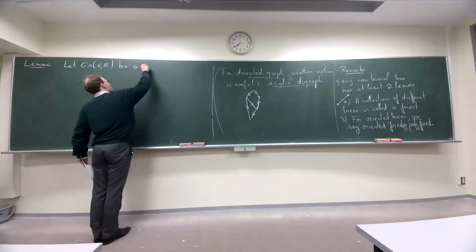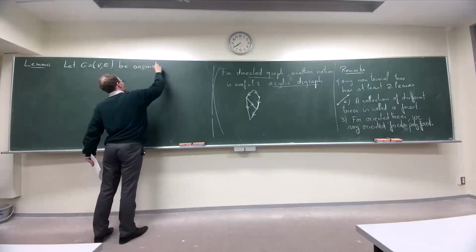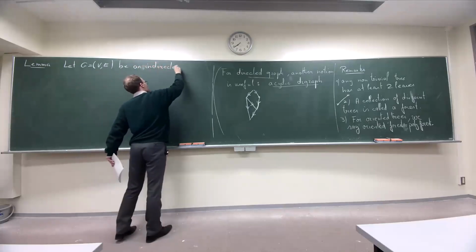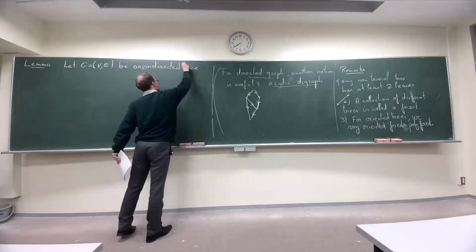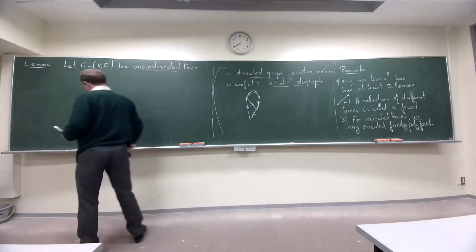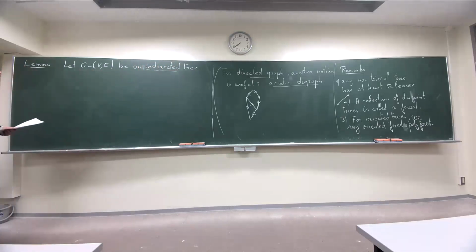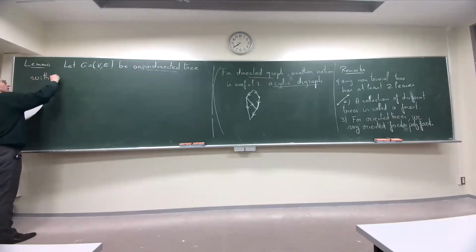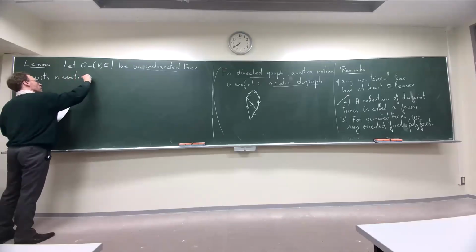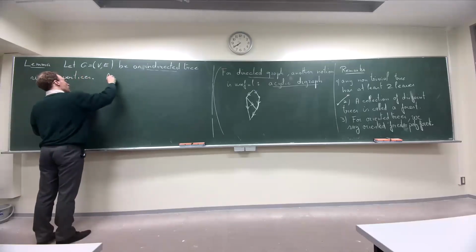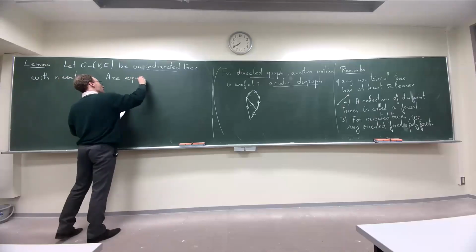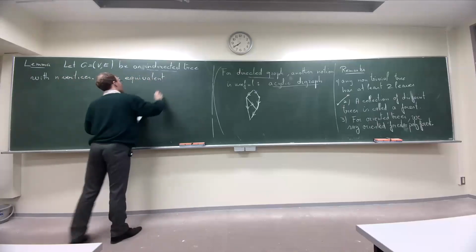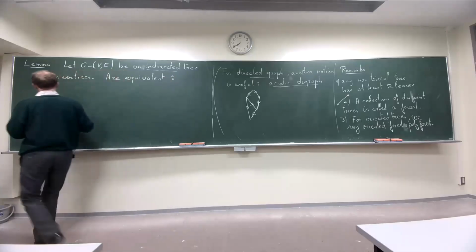Be an undirected, or unoriented, undirected tree. In the notes, I don't add this. So it means the statement is valid both for directed and undirected, but you need to adapt the statement a little bit. Let G be an undirected tree with n vertices. And then the following descriptions are equivalent. This is a mathematical statement.